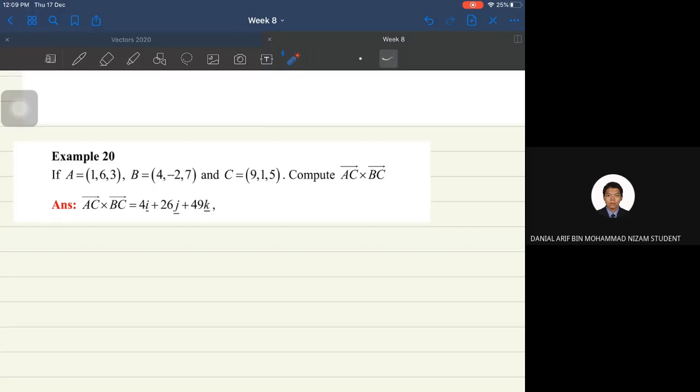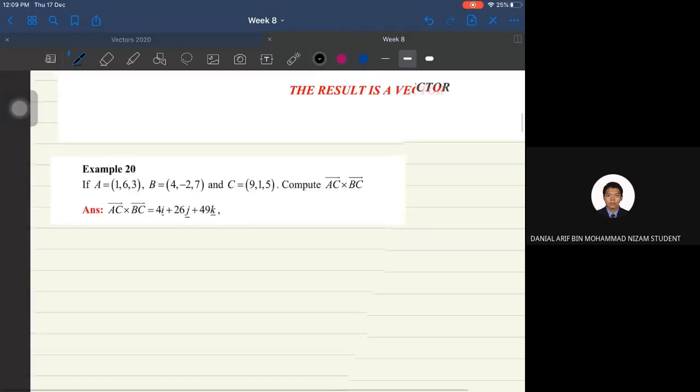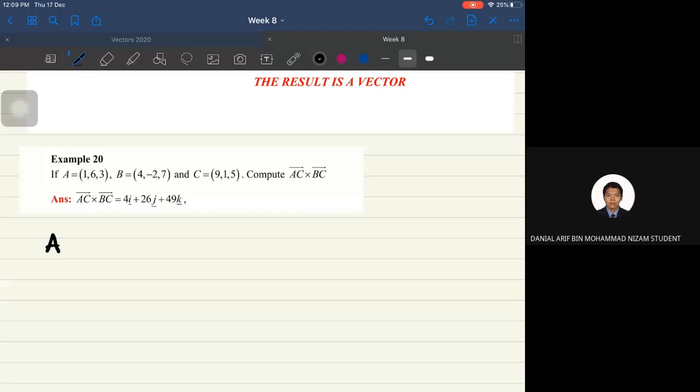Okay, so macam mana nak dapat AC? Kita dah belajar ni, janganlah lupa, janganlah hilang ingatan. So vector AC. So how do you get your AC?